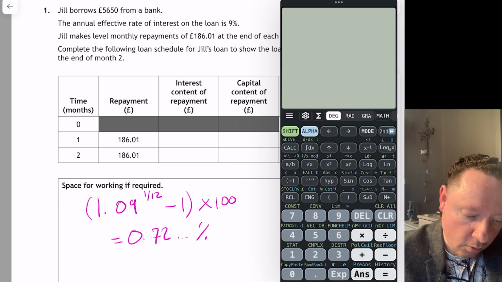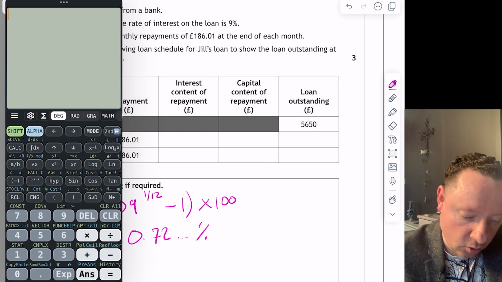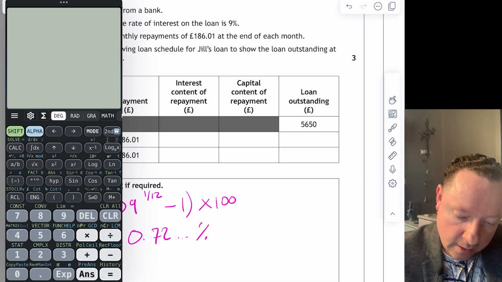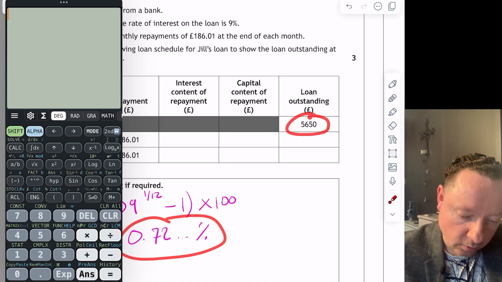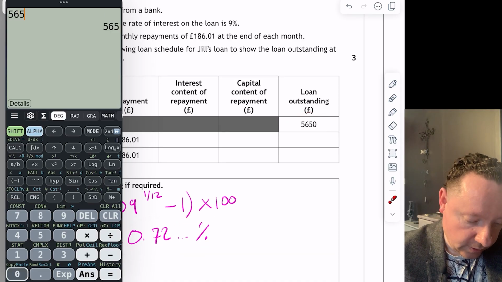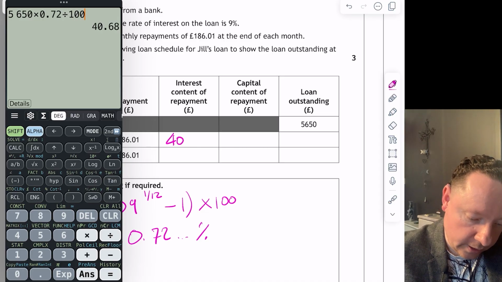Okay, so let's start off. I want the interest content of repayment. So the interest content is, we take the percent and times by the loan outstanding. So it's 56.50 times 0.72%, so divide by 100, and that gives me £40.68. So I'll put that in this box here.